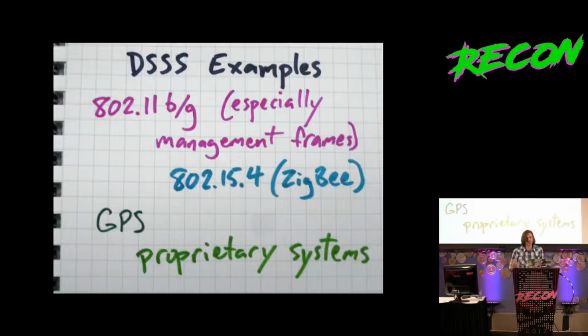And this is, as I mentioned, used in 802.11. It's also used in Zigbee. It's used in GPS. If I remember correctly, the GPS sequence is 1,023 bits long, the chip sequence, and it's a pseudo-random sequence. And it's also used in a lot of proprietary systems, especially satellite communication.